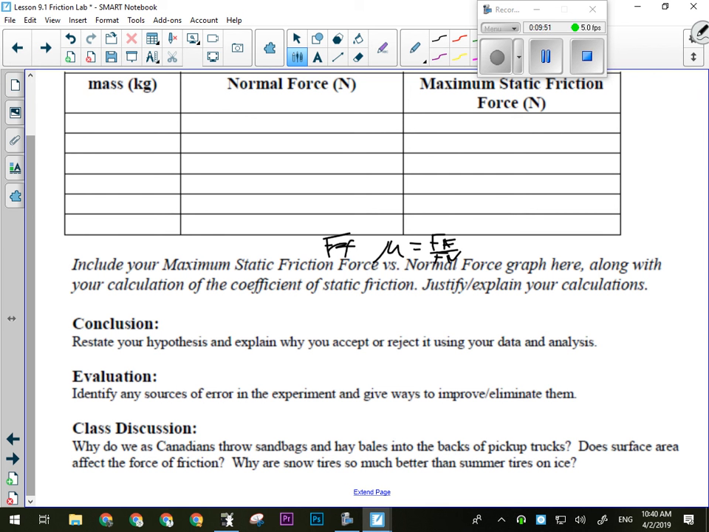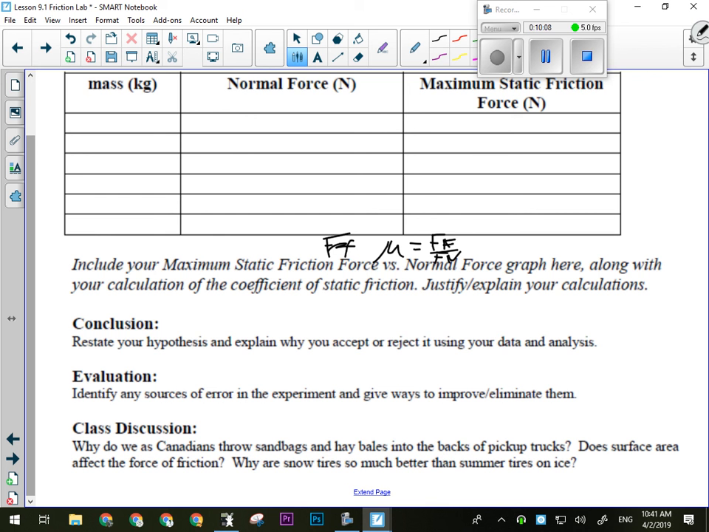All right, then I want a little bit of a justification: a couple of sentences explaining why what you did is calculating mu, and a little explanation of how you figured that out. That's your analysis. So a couple of sentences and that single calculation, that's it.